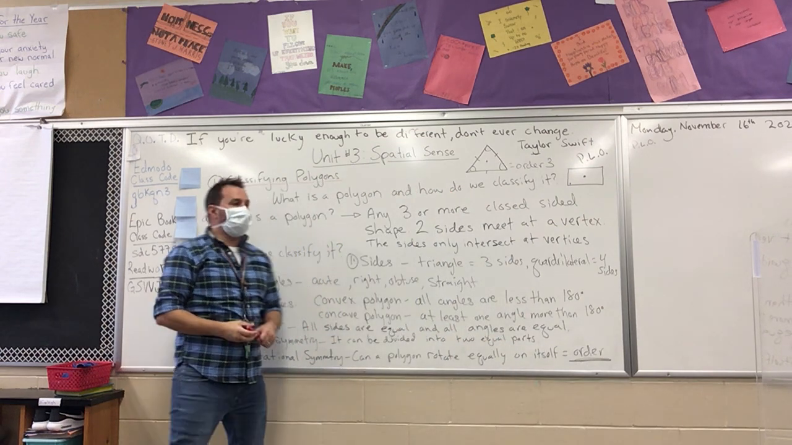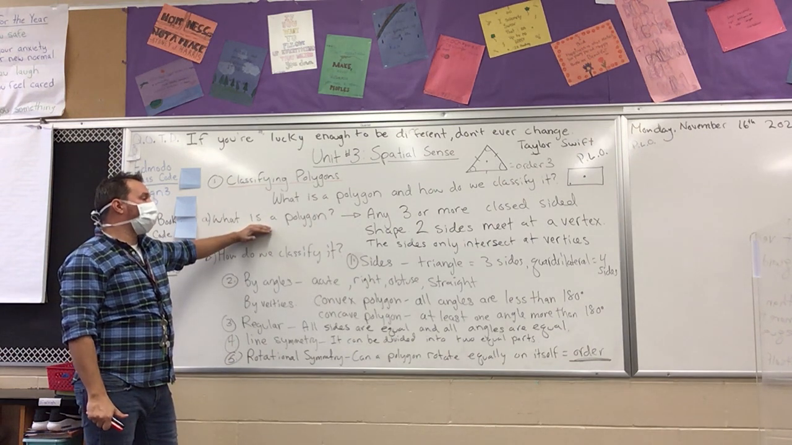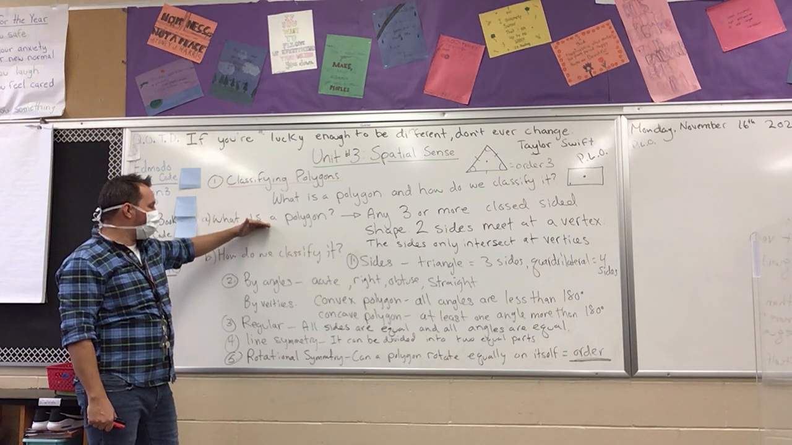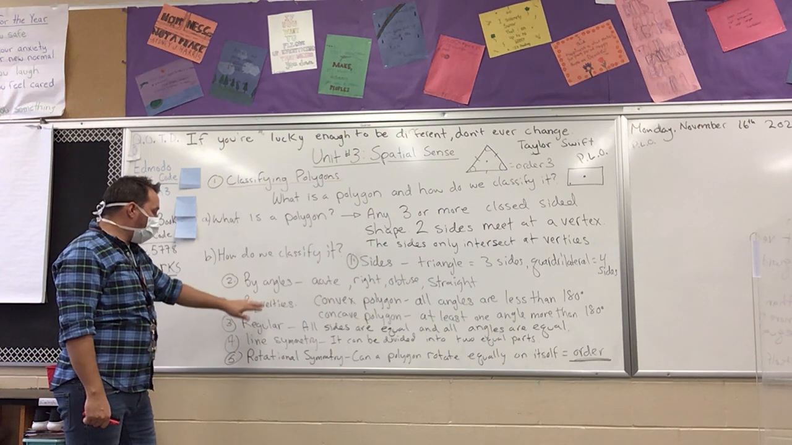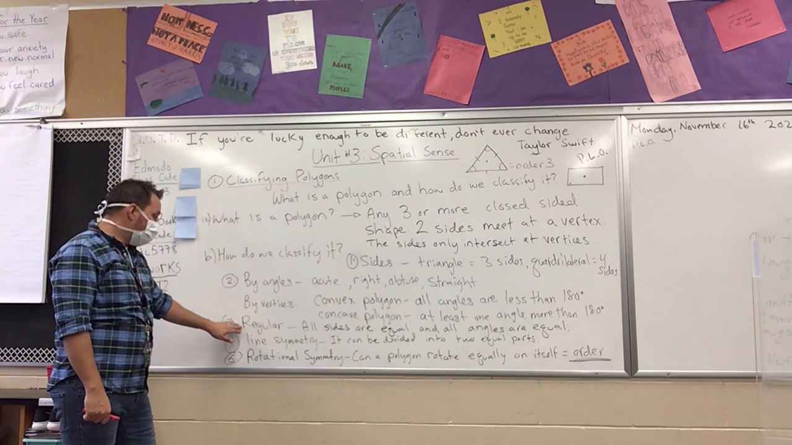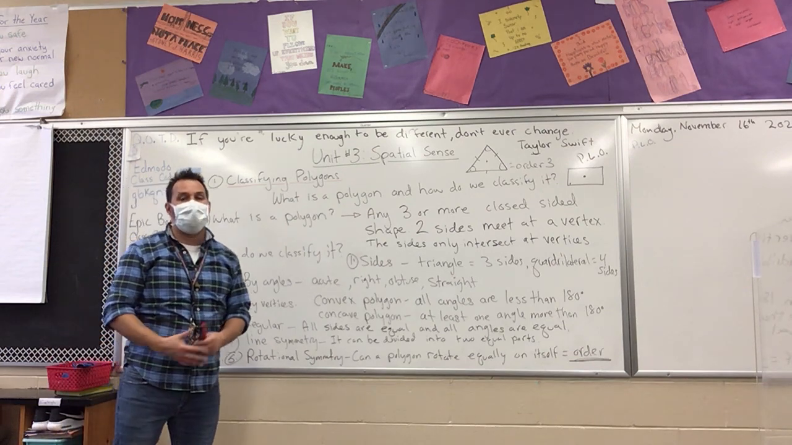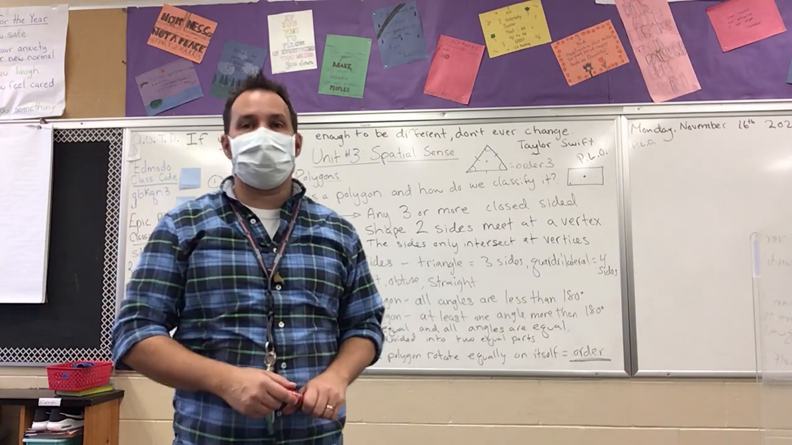Okay? So those are the ways we classify polygons. We know a polygon to be a 3 or more closed-sided shape. It must meet at vertices, sides, and they intersect only at vertices. We classify them by how many sides they have, by the types of angles they have, or the number of vertices, whether or not it's regular, the line symmetry that it has, or the rotational symmetry. These are all ways in which we can classify. We're going to go through and we're going to work on some practice on those.